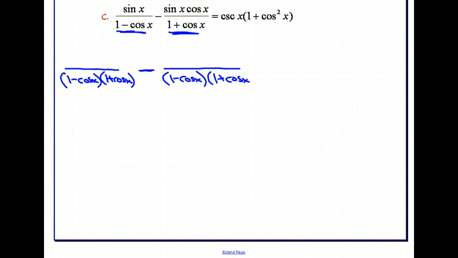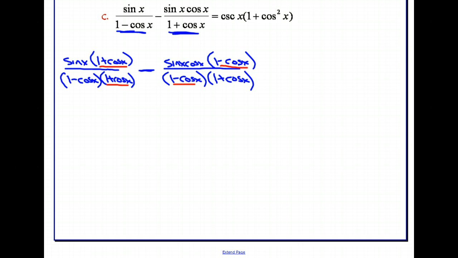for my common denominator. My left fraction, we have to multiply the top and bottom by 1 plus cosine of x. So I took the top and bottom times 1 plus cosine of x. And my right fraction, I already had the 1 plus cosine, so I'm going to multiply by the 1 minus cosine. So I take the top and bottom of the fraction times 1 minus cosine.